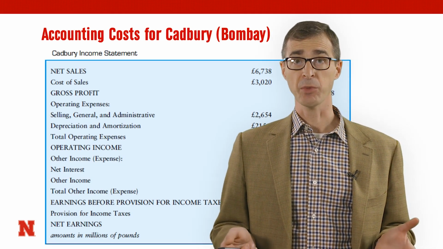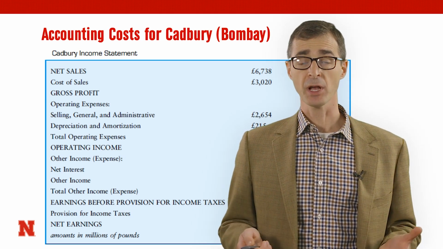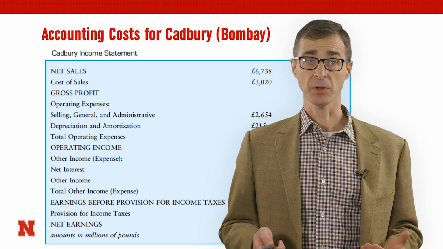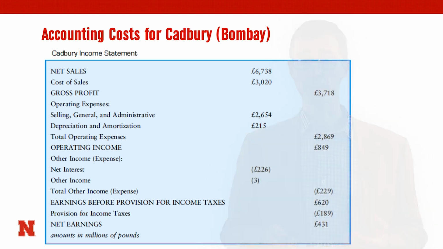Another example of economic value added, very commonly used, is to make explicit the cost of equity capital. Let's look at this income statement for Cadbury. Many of the items you'll recognize here, and all of these numbers are in British pounds sterling. For example, the net sales were about 6.738 billion British pounds. Cost of sales, 3.020 billion, for a gross profit of 3.718 billion British pounds.